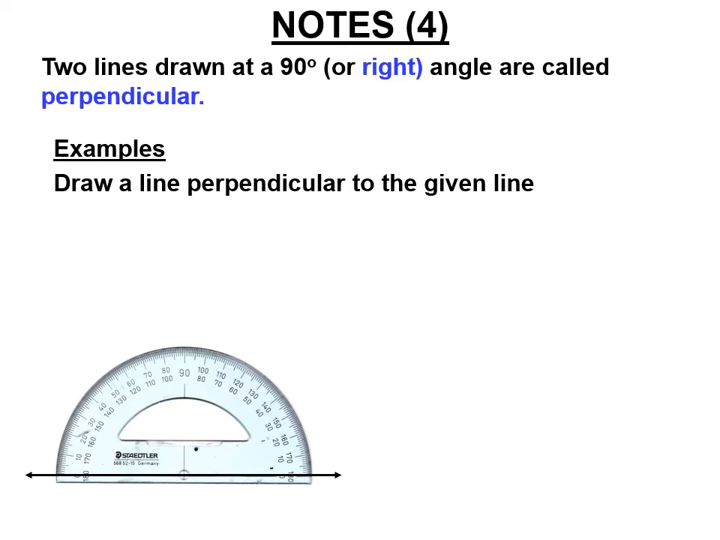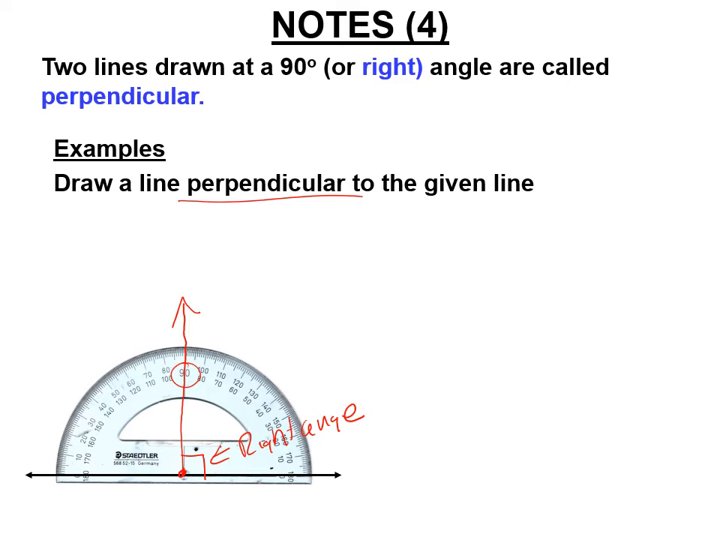All right, two lines drawn at a 90-degree angle is called a right angle, but the lines aren't called right lines. They're called perpendicular lines. All right, so this is a protractor, and it's how we're going to draw a 90-degree angle. So to draw a 90-degree angle, we're going to start here at this intersection and go straight up through 90. And that line is perpendicular. So this means right angle or 90 degrees. But the lines, we would call them perpendicular.